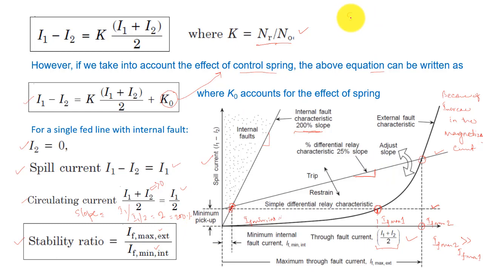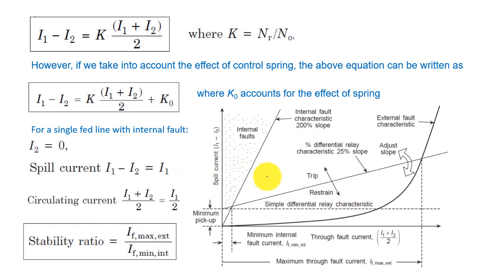The stability ratio is much more enhanced for your percentage bias differential relay, right? As we can see from the characteristic and by calculating the stability ratio, we can easily observe this, right? Okay.